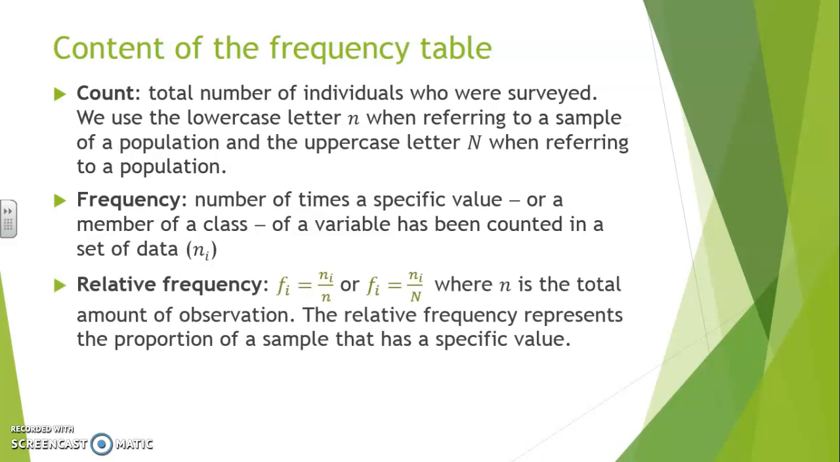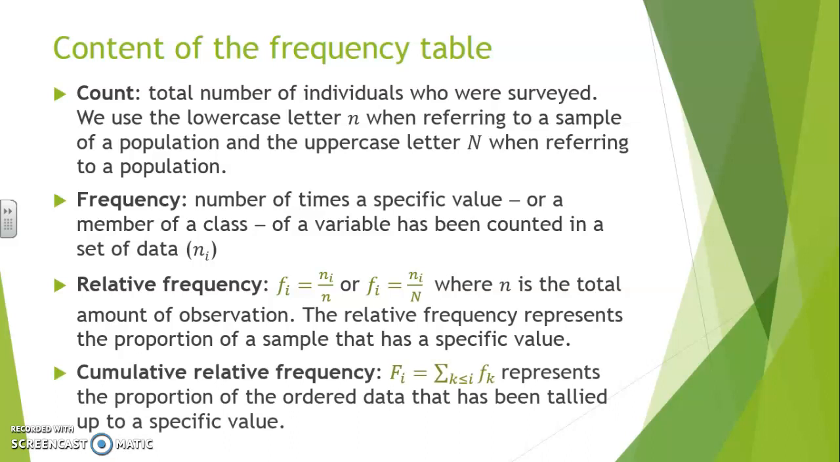The relative frequency presents the proportion of times an observation or a group was observed. So it's a percentage or a fraction. And the cumulative relative frequency represents the proportion of ordered data that has been tallied up to a specific value. So you'll see the formula and how it says that we are doing the sum for all groups up to the one that we're considering. We'll see an example later.